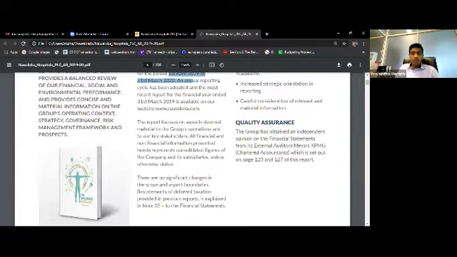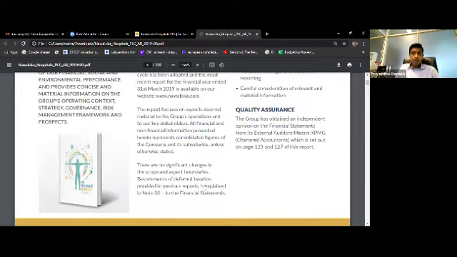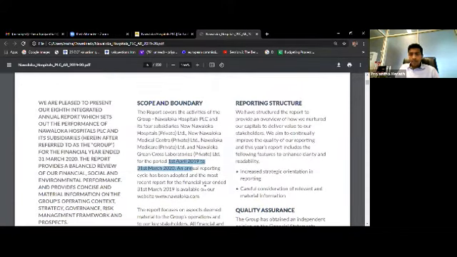So they say the report focuses on aspects deemed material to group's operations and our key stakeholders. All financial and non-financial information presented here represent consolidated figures of the company and its subsidiaries unless otherwise stated. So therefore, from this annual report, you can see the group numbers, right? And also they say there are no significant changes in the scope and aspect of boundaries, right?